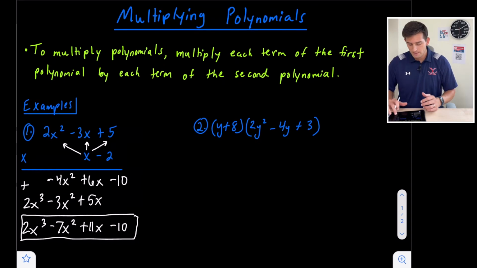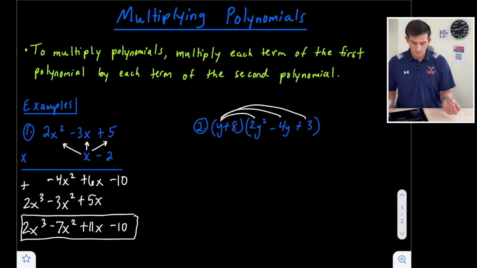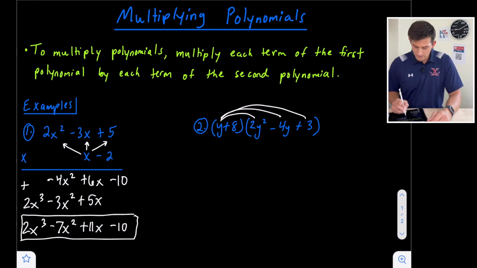Now let's talk more about a horizontal method. We have y plus 8 times 2y squared minus 4y plus 3. What I like to do is draw some rainbows here, almost like we're distributing each of our terms. First of all, I'm going to multiply y by all three of those terms. So y times 2y squared would be 2y cubed. y times negative 4y would be negative 4y squared. And then y times 3 would be plus 3y.